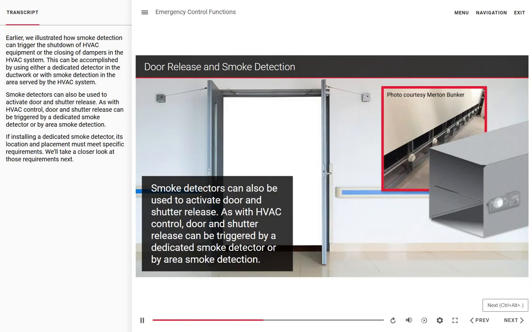Smoke detectors can also be used to activate door and shutter release. As with HVAC control, door and shutter release can be triggered by a dedicated smoke detector or by area smoke detection. If installing a dedicated smoke detector, its location and placement must meet specific requirements. We'll take a closer look at those requirements next.